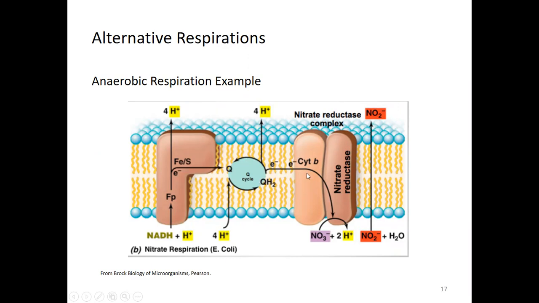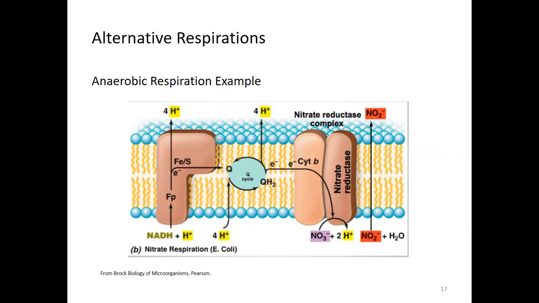That quinone passes electrons to something called cytochrome B, which then passes them to something called nitrate reductase. Nitrate reductase is going to take those electrons and dump them onto nitrate to make nitrite. Nitrite is a toxic byproduct, and that gets pumped out of the cell. As a result, the cell has produced a proton motive force that it can then consume through an ATP synthase to make ATP, all in the absence of oxygen.